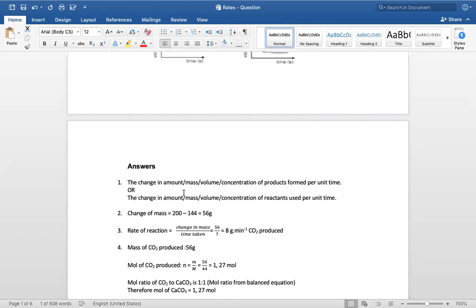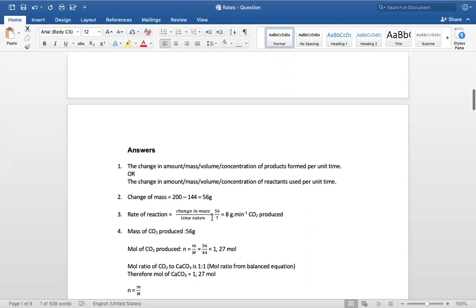Now that we've got the number of moles of calcium carbonate, we can work out the molar mass of calcium carbonate, which is, work it out for me. It will give you 100 grams per mole. We can work out the actual mass of calcium carbonate that reacted.